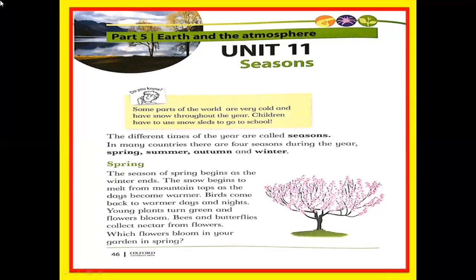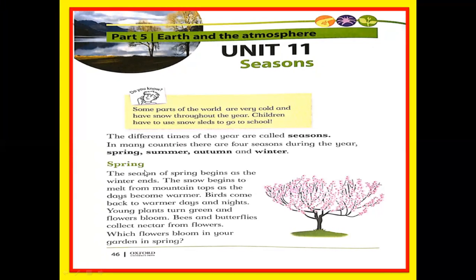Okay, so these are the different seasons of the year. So different times of the year are called seasons. In many countries, or you can say most of the countries of the world, this one year is divided into seasons, and these seasons are spring, summer, autumn, and winter.